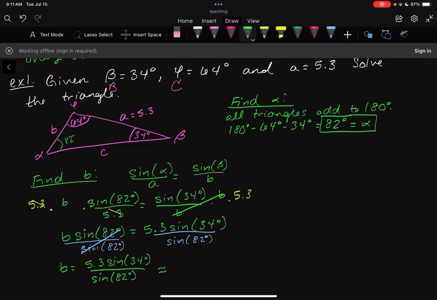And we can go ahead and plug this into a calculator. Let me go ahead and do that really quick. I get 2.99 for B. So I'm going to go ahead and box that in.